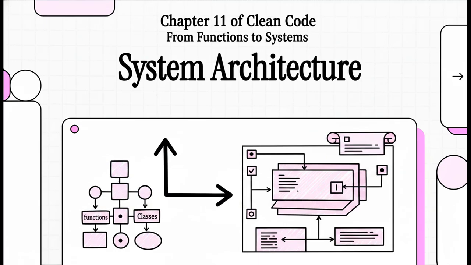Hey everyone, and welcome to this explainer on Chapter 11 of Clean Code. Today, we're taking those macro-level software architecture concepts and turning them into actionable blueprints for your daily development. Basically, we're going to take the principles you already use to clean up your functions and classes and elevate them to the absolute highest level of abstraction, the system itself.